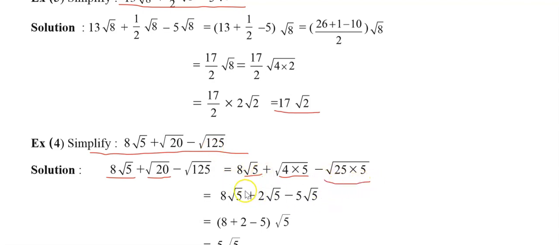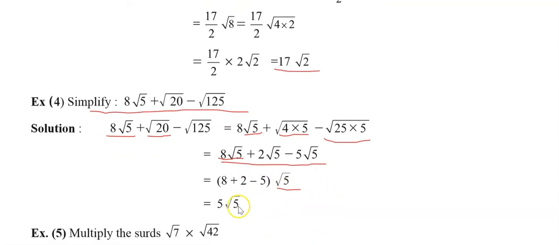Now 8 root 5, keep it as it is. Here, as it is. Root of 4 is 2, so 2 root of 5. Root of 25 is 5, so 5 root of 5. Now again, all these are like surds because the order is the same and the radicand is also the same. Therefore, we can take root of 5 as the common factor, and in the bracket you will get 8 plus 2 minus 5. 8 plus 2 is 10. 10 minus 5 is again 5. And therefore, 5 root 5. This is the required answer.